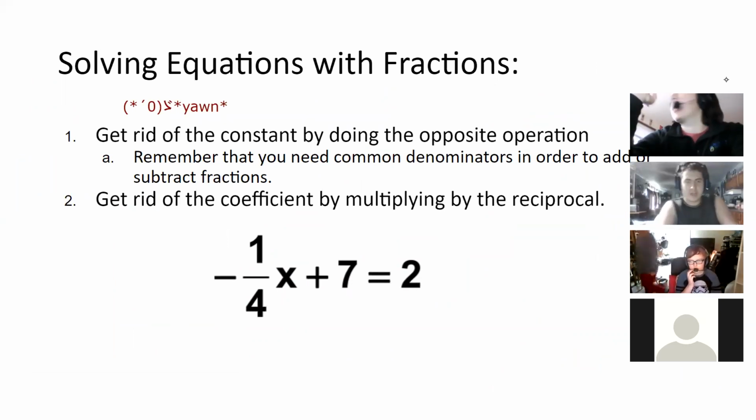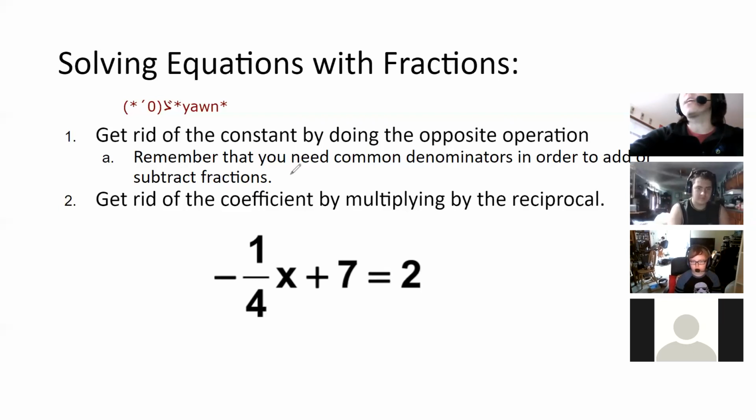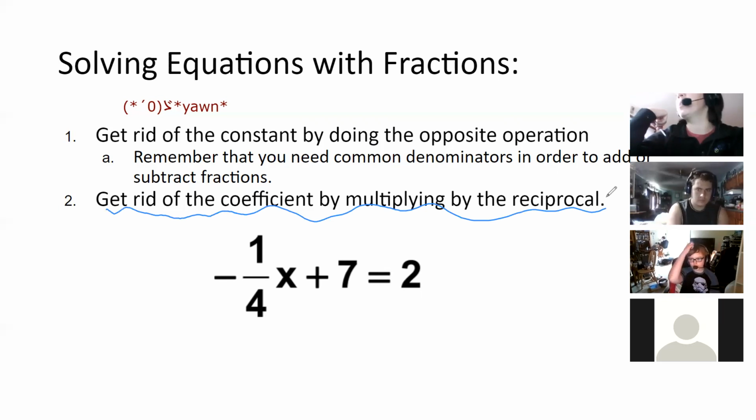Okay, so if you have fractions in your problem there, you're still going to get rid of the constant by doing the opposite operation. Don't forget that you need common denominators if you want to add or subtract fractions. You also have Desmos. I will show you how to do that. And then this one's kind of new. Get rid of the coefficient by multiplying by the reciprocal. Does anybody know what a reciprocal is?